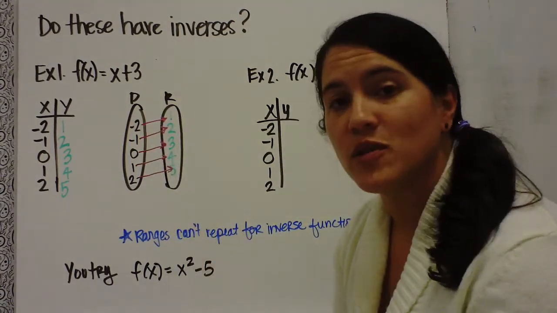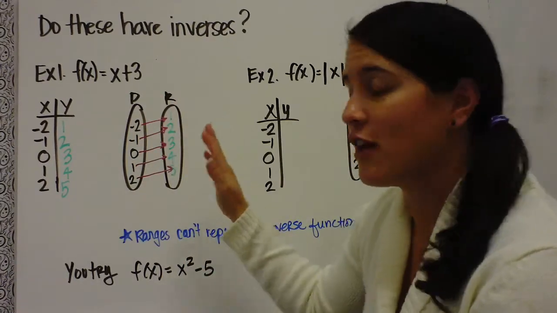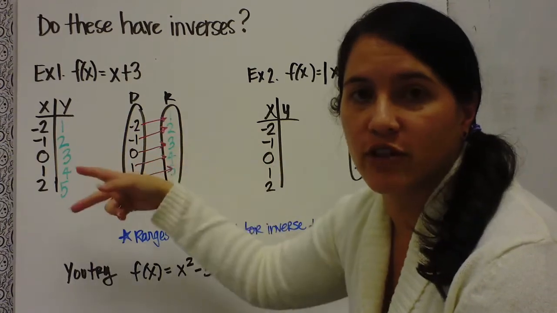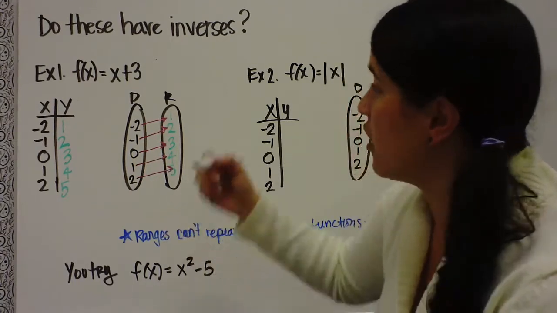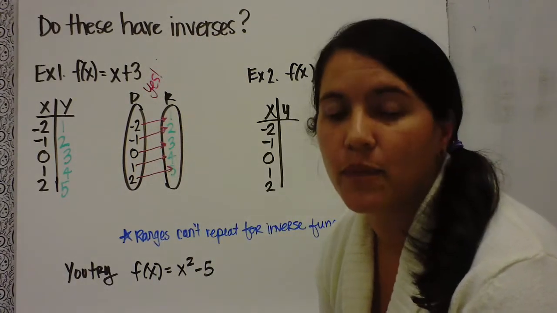When you try to determine if something is a function, you look this way. To determine if something has an inverse, you look the other way. Is there any range value that maps to two different domains? In this answer, everybody is paired up with its own, so yes, it would have an inverse.